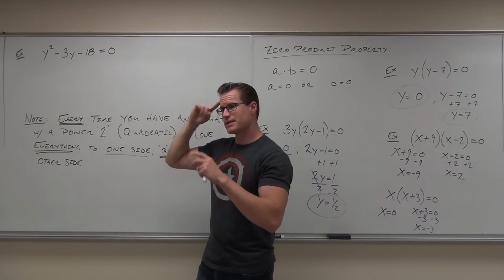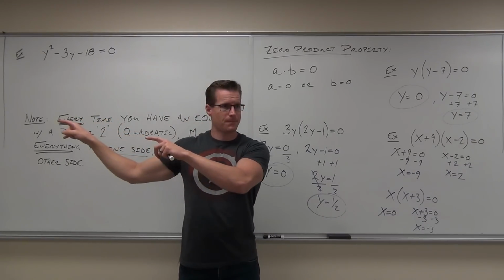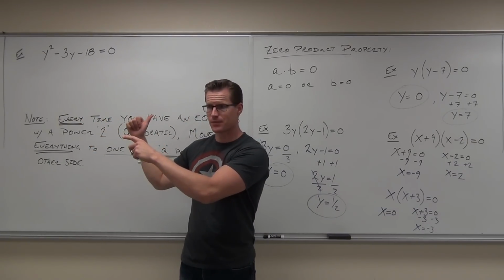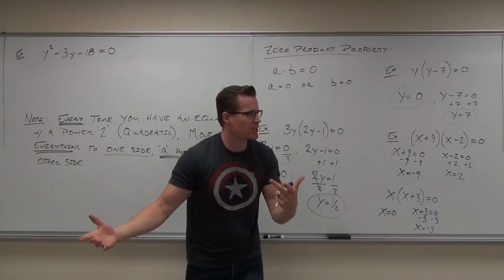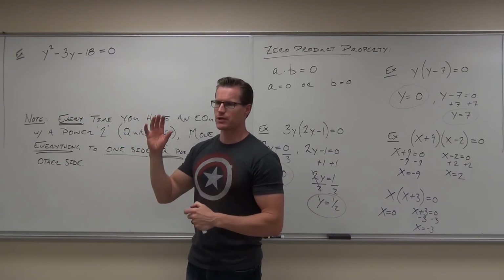So quadratic says get everything on one side. Is it? Zero's on the other side. Is it? Okay. Is the first term positive? Is that positive? It's the same stuff we've been checking. And now we start factoring.